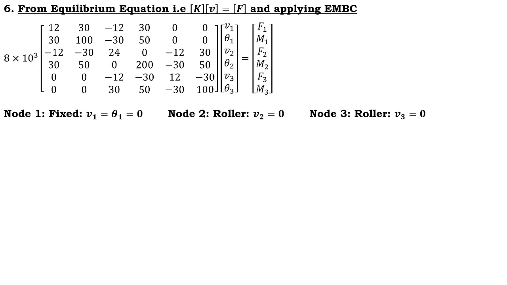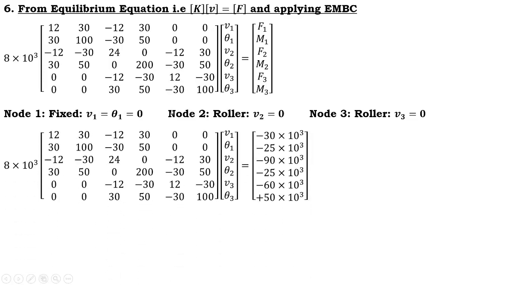Similarly, node number 3 also has a roller support. Therefore, the vertical displacement is constrained, so my V3 is equal to 0. Therefore, in the equilibrium condition, V1 is related to first row first column, and theta 1 is related to second row second column, which I need to eliminate. V2 is related to third row third column, that I need to eliminate. And similarly, V3 is the fifth row fifth column, that I need to eliminate.